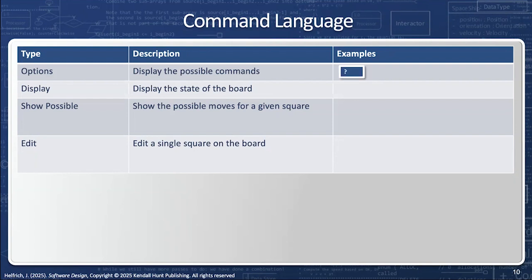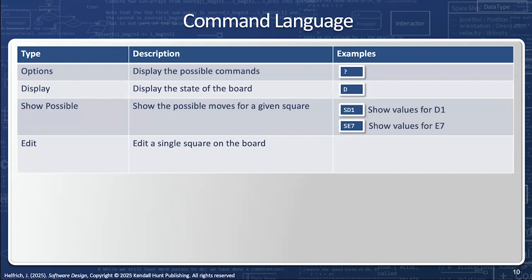So options I can just represent with a simple question mark. If I see a question mark, then display the possible options the user can do. If I see a D, then I will display the board as it currently stands. If I show possible moves, I want to show the possible moves, but for a specific square. So how am I going to do that? Well, I'm going to say S is my leading letter to mean show possible, and SD1 means show possible values for D1, or SE7 for show possible values for E7.